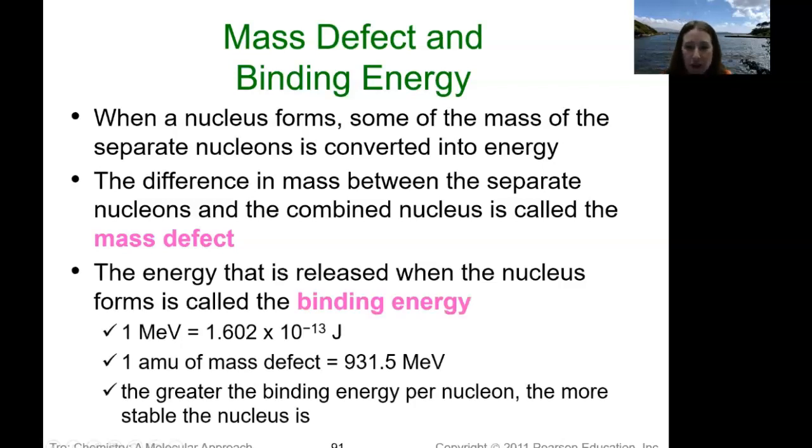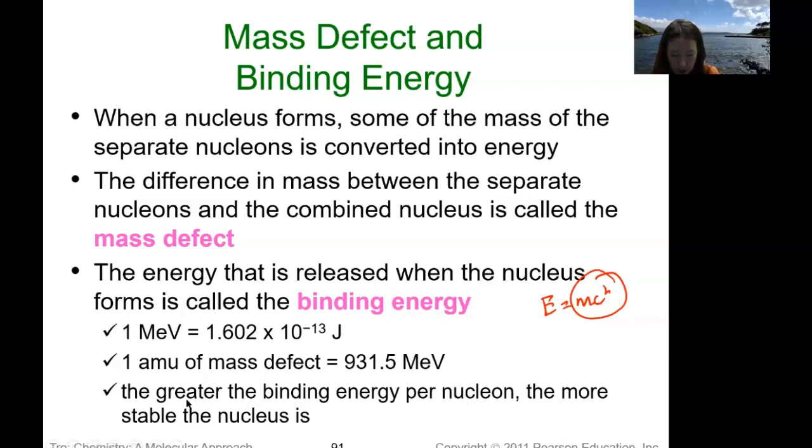So the energy that is released in the nucleus is called the binding energy. In this case, E equals mc squared. That's what we call the binding energy, right? It's the energy released when the nucleus forms, which is also the energy it takes when we split it up. Okay.